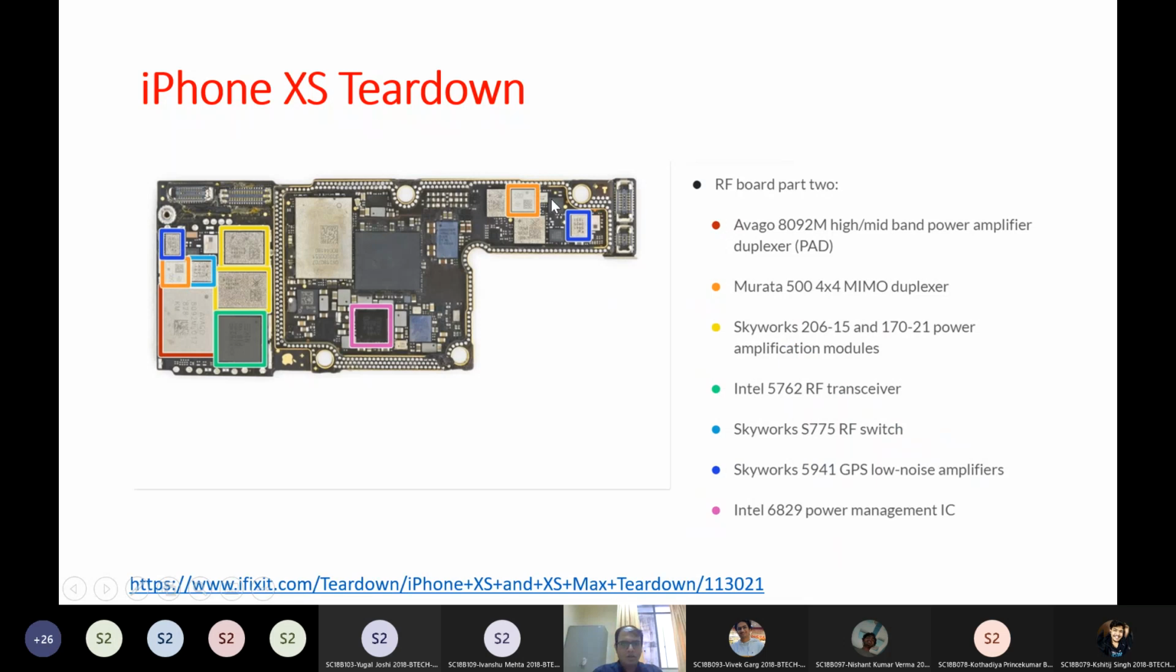Now, the RF board also has certain other components, which is an Avago hybrid band power amplifier, which is again an RF IC or an MMIC. A duplexer, which is an RF component. Power amplifier modules, again an RF IC or an MMIC. You have an RF transceiver here from Intel, which is again an analog RF IC. RF switch, GPS, low noise amplifier, again an RF IC or an MMIC. Power management IC, which is also analog.